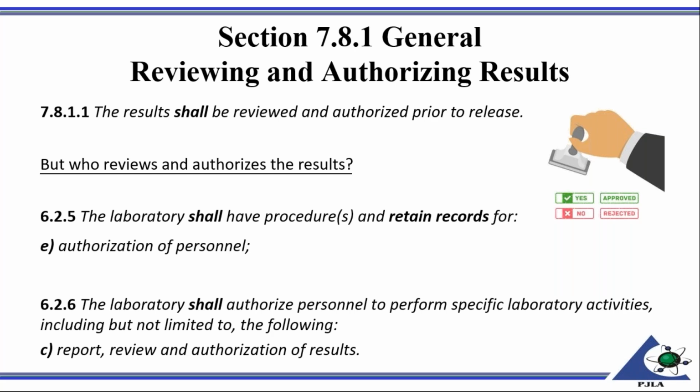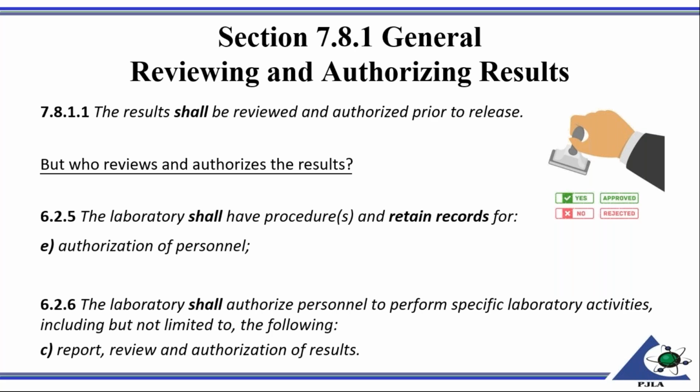There's some overlap because this section overlaps with the previous requirement of 7.8.1.1. I'm including a couple of those sections here. 6.2.5, laboratory shall have procedures and retain records for, and it lists a bunch of other things, but for the sake of this webinar, authorization of personnel, section E. So the laboratory shall have a procedure and retain records for the authorization of personnel. Again, there are a number of different ways you can maintain that record. That's going to be largely open to yourself and to the lab.